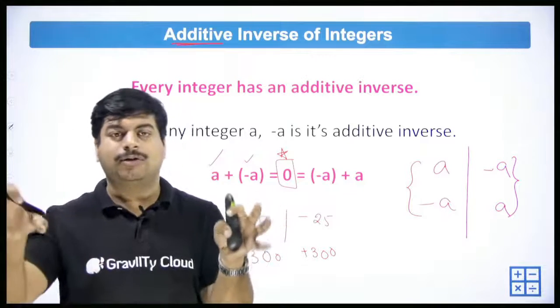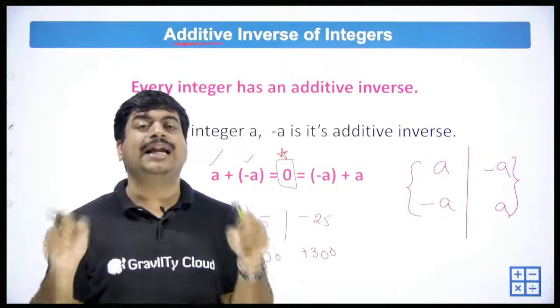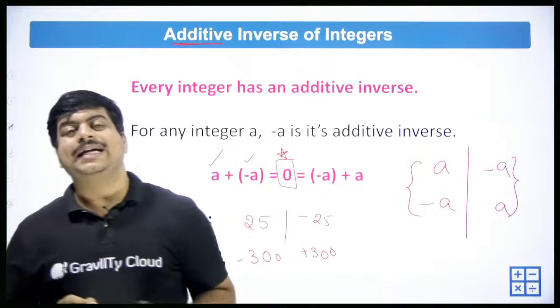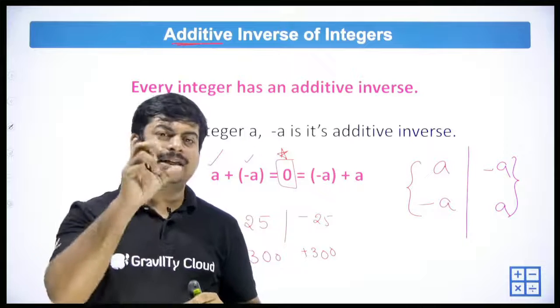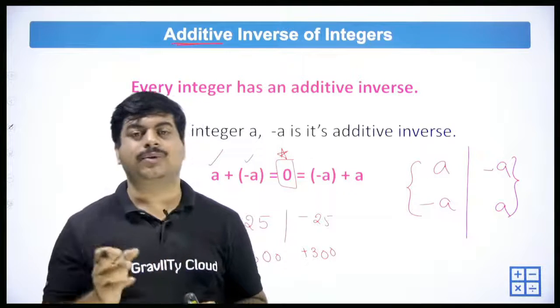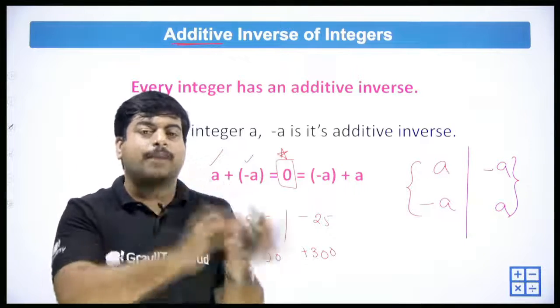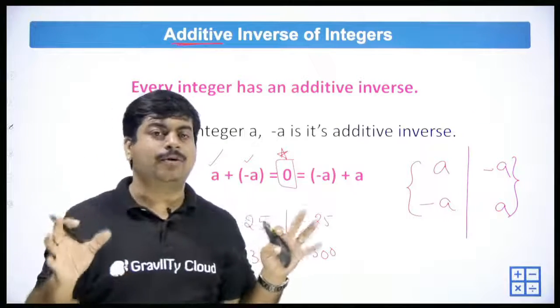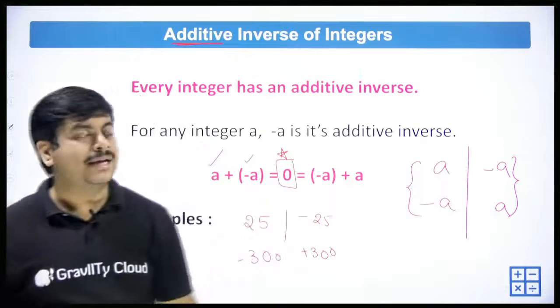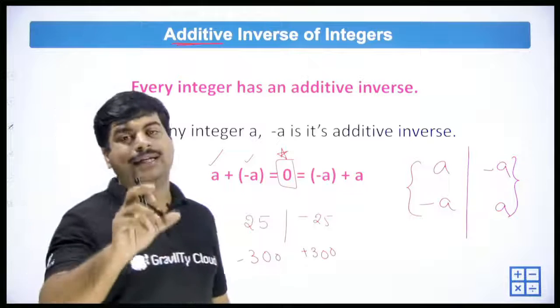Positive number, you will get negative number. Negative number, you will get positive number. Additive inverse, not identity. Identity means you should get the same number back. You should not get 0. Inverse means for a positive, you should get negative. For a negative, you should get the positive. Right? That is about additive inverse and additive identity.